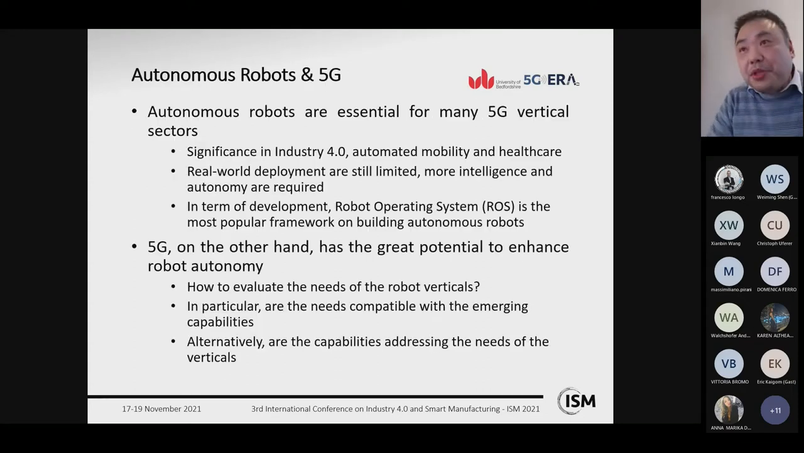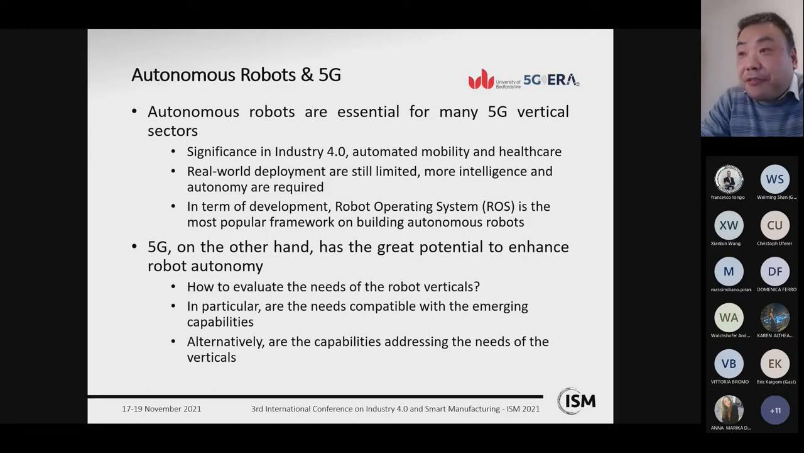In terms of the link between autonomous robots and 5G technology, we know that autonomous robots are essential for many 5G verticals, significant for Industry 4.0, automated mobility, and so on and so forth. The major problem we are facing with autonomous robots is that real-world deployments are still limited. We need more intelligence. We need more autonomy in the deployment of robots. Hopefully, 5G and beyond and cloud computing can help us realize the potential of the new intelligence.